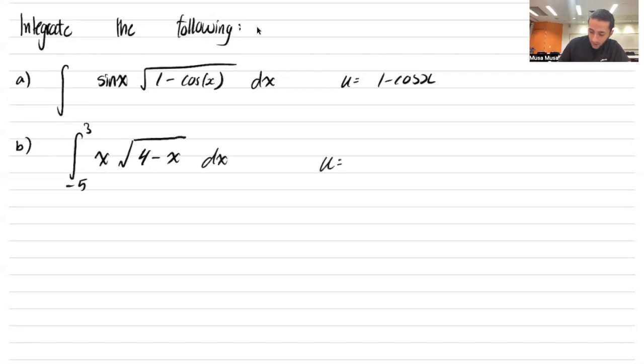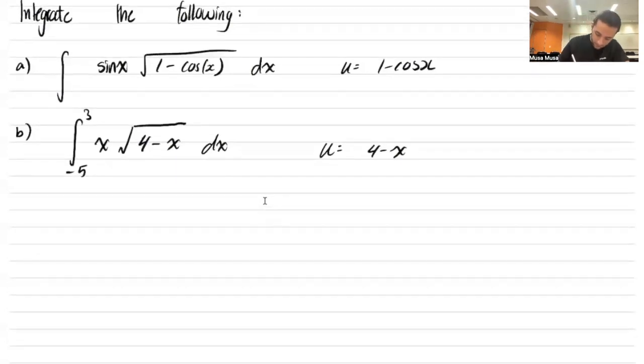You can probably pick out why I'm letting whatever I am letting equal u. It's because that's the part that's creating the chain rule. That sort of corresponds with the f of x in the reverse chain rule formula. Okay, that's effectively the premise behind why we're doing what we're doing here.